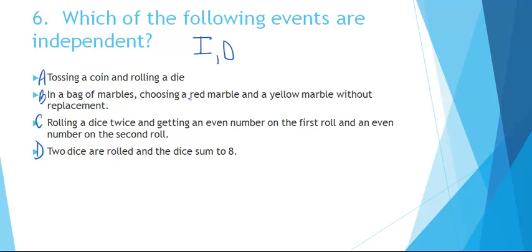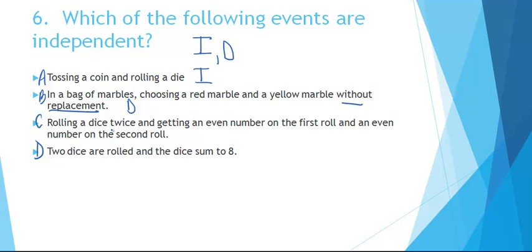Okay, let's go ahead and go over these. So this first one, tossing a coin and rolling a die. Well, if the coin comes up heads or tails, it doesn't have any effect on the die. So that would be independent, definitely. And then let's look at the next one. Bag of marbles, choosing a red and a yellow without replacement. So this would be dependent because, and the key word here is without replacement. So once you pick the red one, the probability for picking the yellow changes. So it affects it, so these events are dependent.